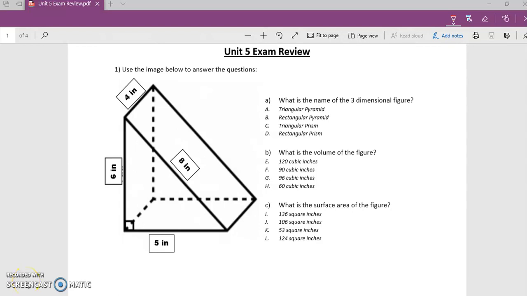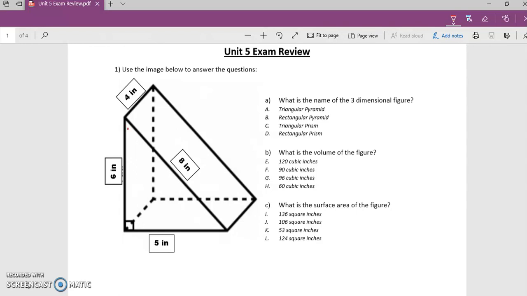Okay guys, so here we are starting with our Unit 5 exam review. The first question says use the image below to answer the following questions, and just looking at this here, it looks like we have a prism of some kind. For part A, what is the name of the three-dimensional figure? They have triangular pyramid, triangular prism, and rectangular prism.